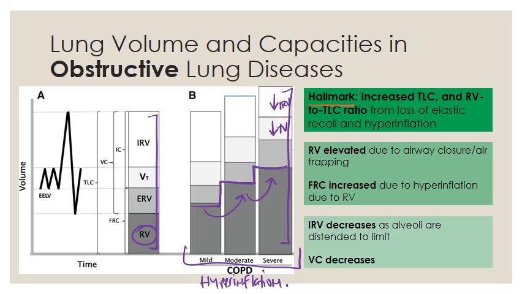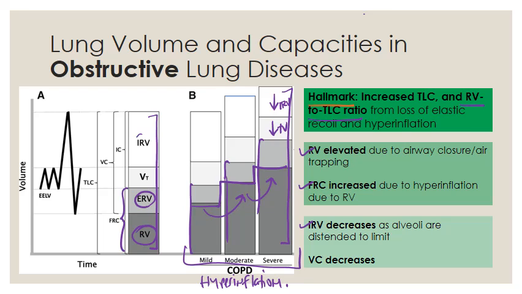Another measurement used to look at obstructive lung diseases is the RV to TLC ratio, or the residual volume compared to the total lung capacity. This ratio slowly rises with severity. And to review the notes on the right, the RV is elevated due to airway closure and air trapping. The functional residual capacity, which we remember is the expiratory reserve volume plus the residual volume, increases as well, and this is due to hyperinflation.